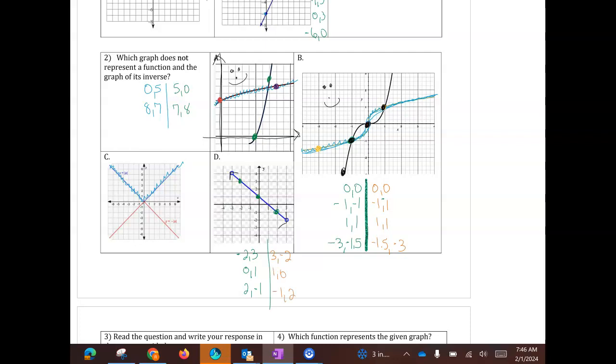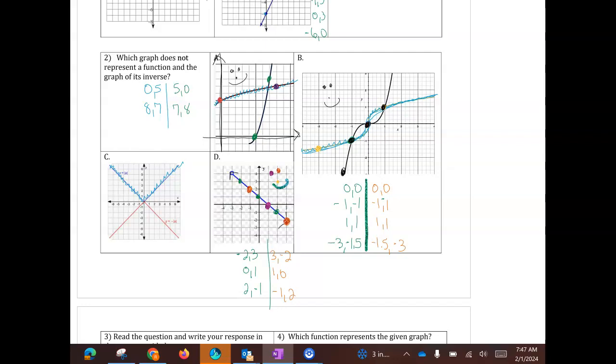So let's see if that happens. So here is 3, -2. Yep. Here is 1, 0, and here is -1, 2. So as it turns out, in this particular one, the graph of the function and the graph of the inverse are actually the exact same functions. So this one works too, which means it does have to be the last one.